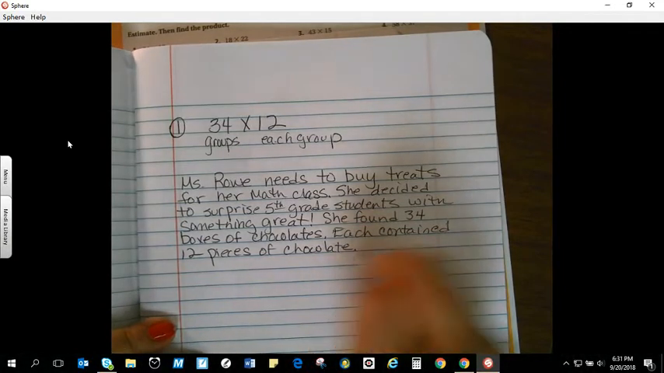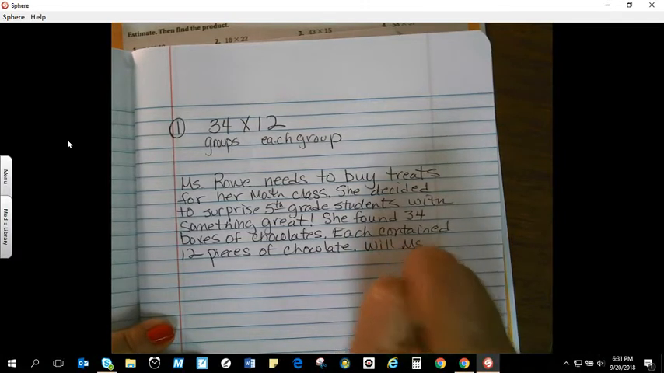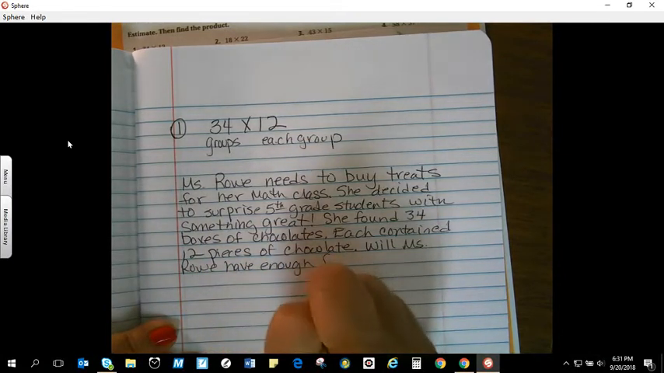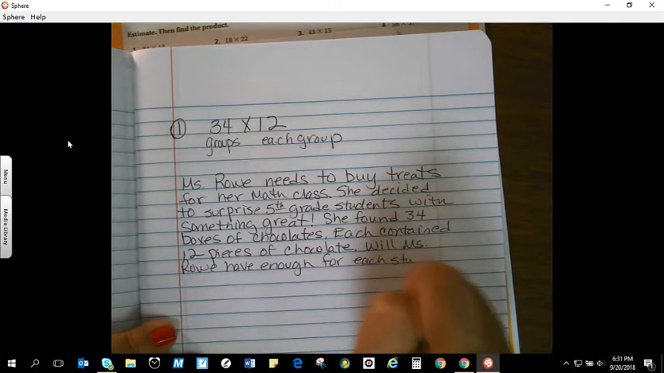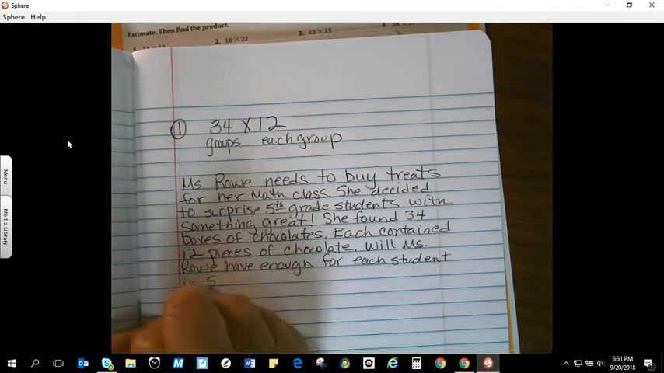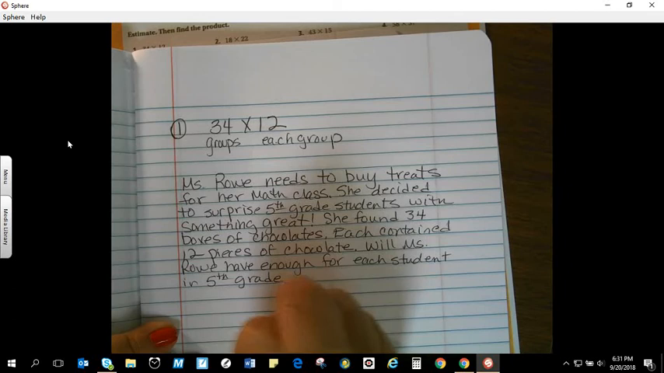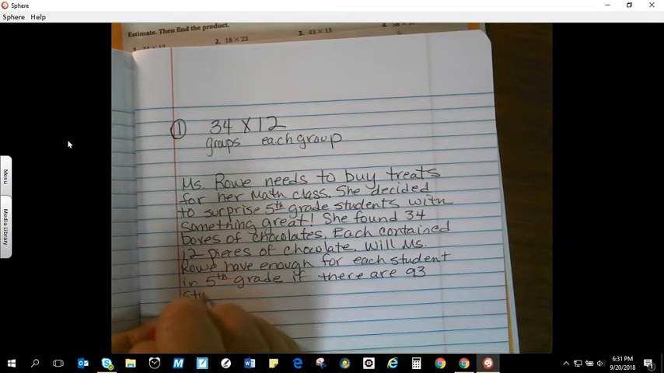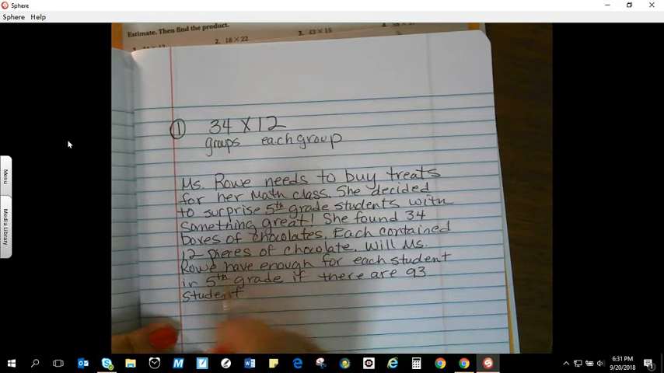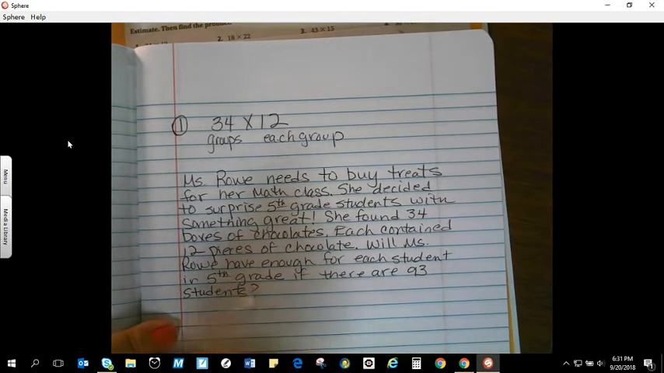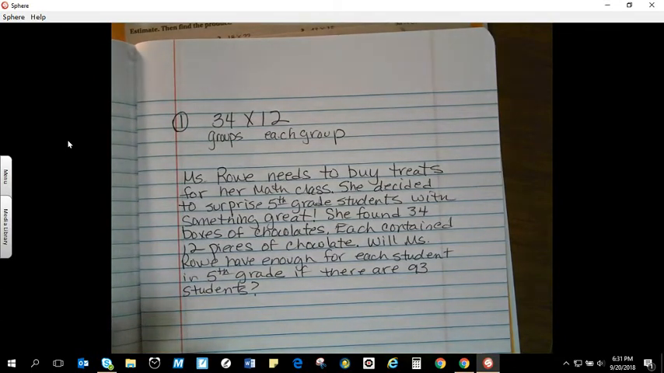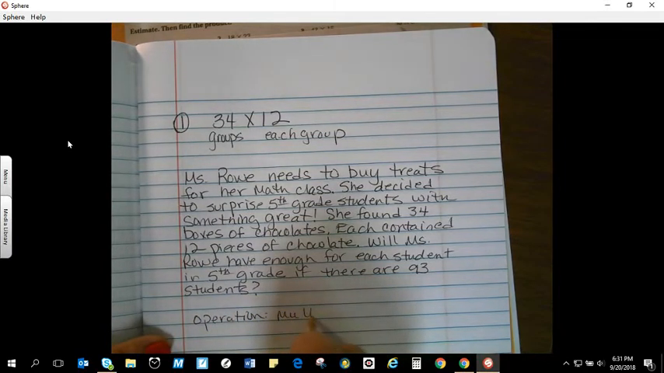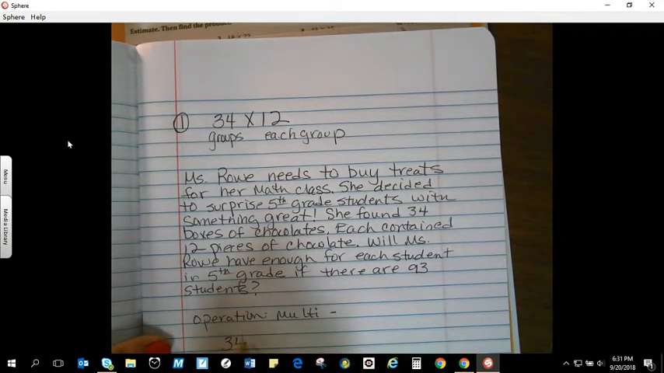So, my question to myself is, will Miss Rowe have enough for each student in 5th grade if there are 93 students? Okay, so if I found that, would I have enough? All right, so now what do I need to do? Absolutely, multiply it out. So my operation to this one here is going to be multiply. So I'm going to multiply 34 times 12.